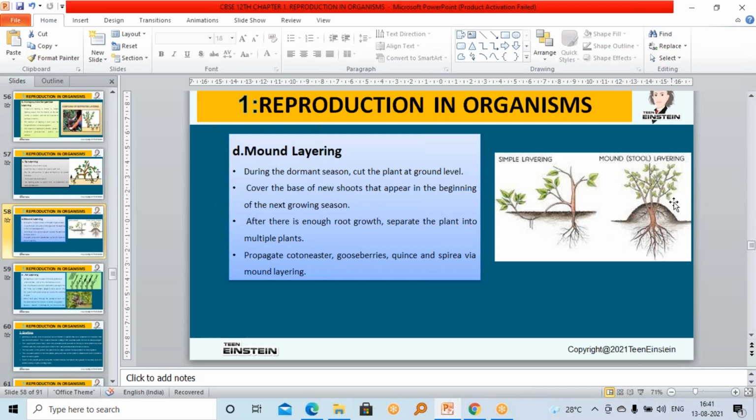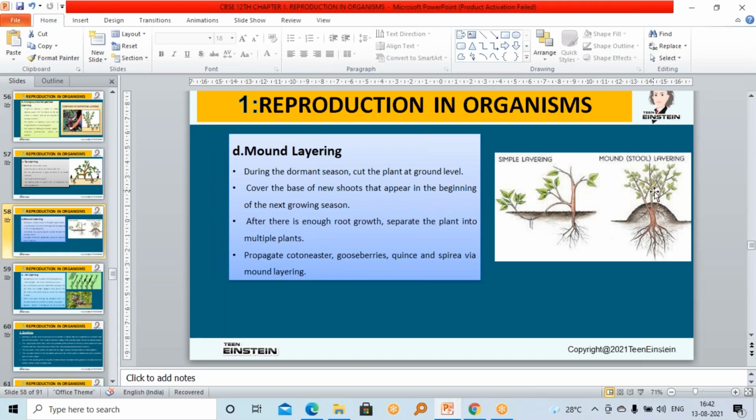In the next growing season, new shoots will appear, isn't it? So first, during the dormant season, they'll cut the plant almost from the down portion. They'll leave just 1 or 2 inches above the soil. In the dormant season, they are doing this cutting. So when the next season arrives, new shoots will form. So at the base of that, they'll cover with soil.